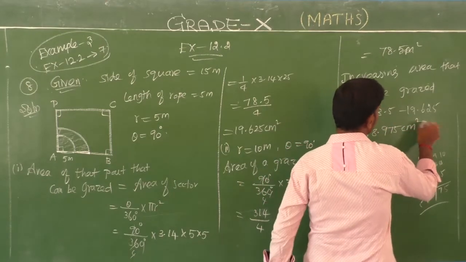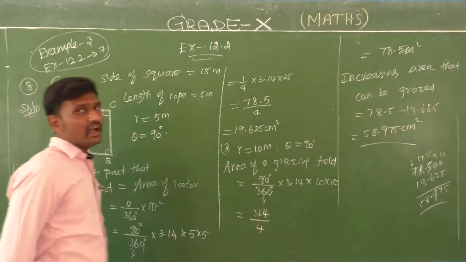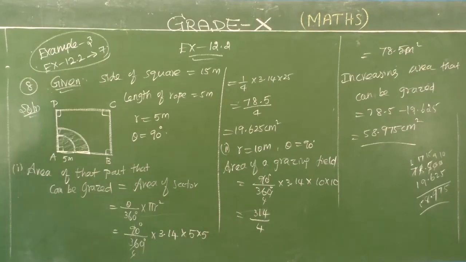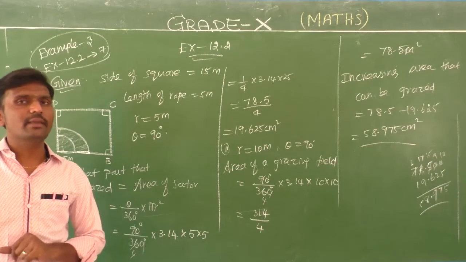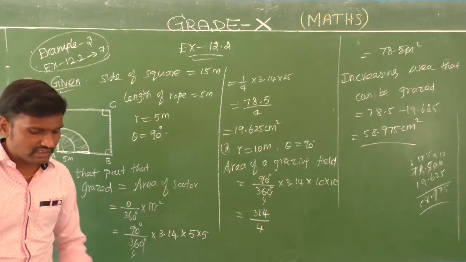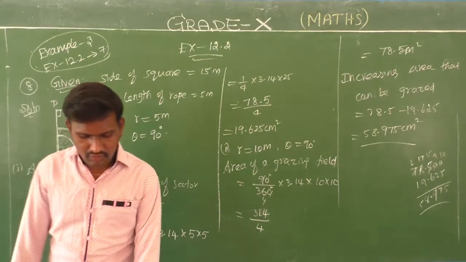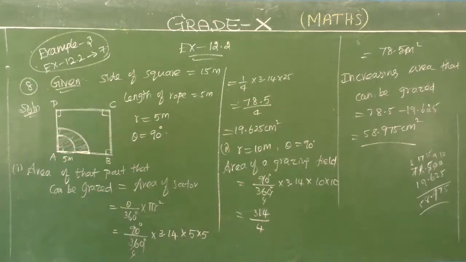58.975 centimeters square. So this is the area that can be grazed in increasing for that 10 meter and 5 meter. That's all. Yes, student. So next question. We want to move to question number 9.